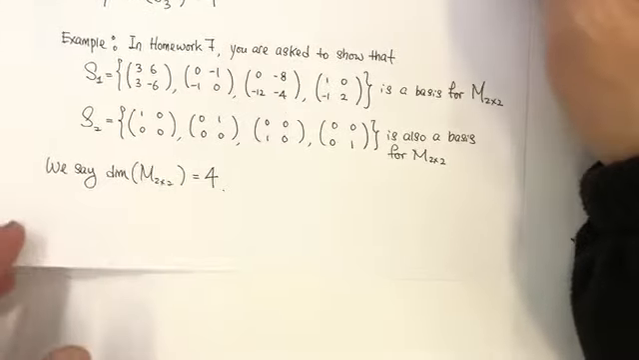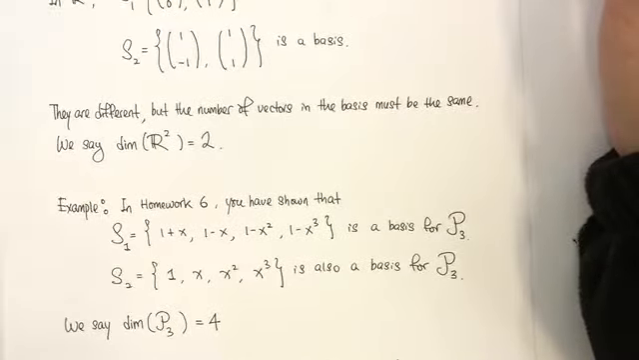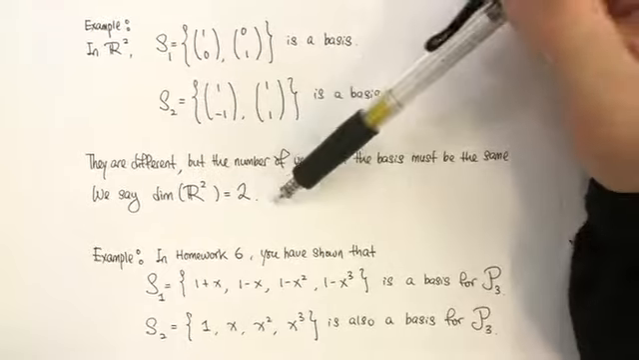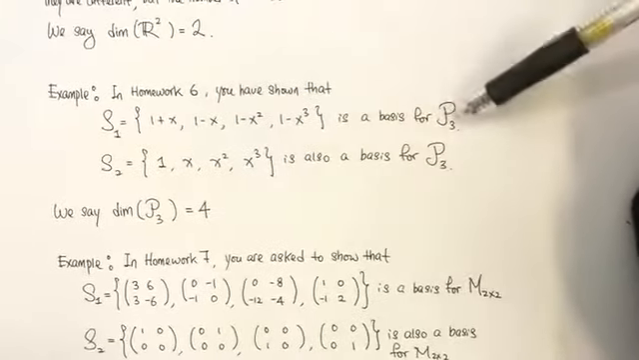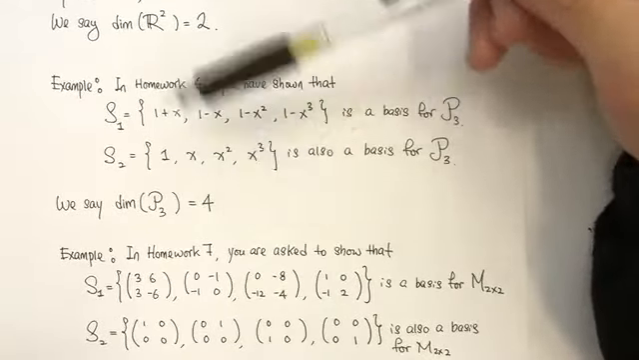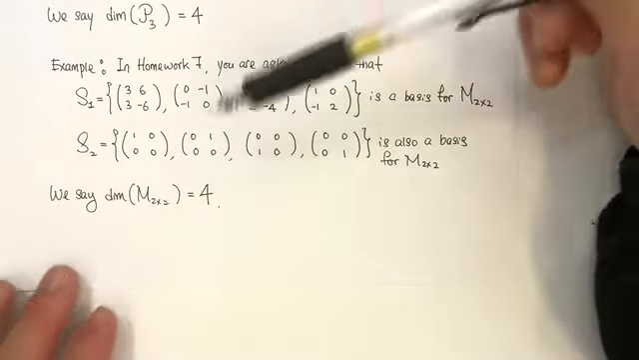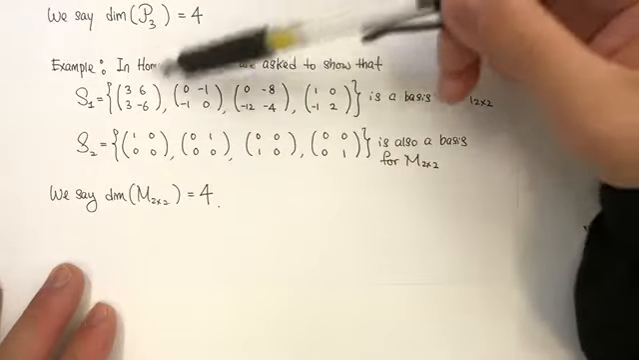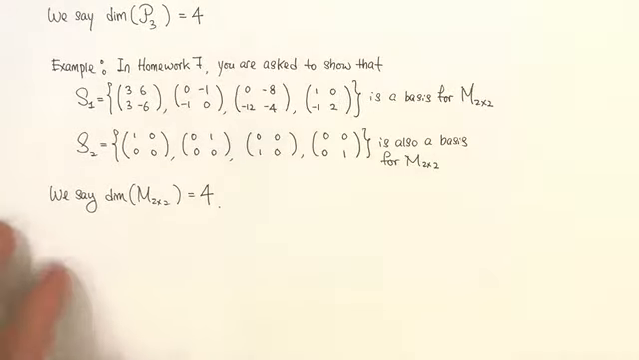And these numbers are known to be the dimensions. It's defined to be the dimensions of the vector space. So because of that, we say that R2 has dimension 2. We say that P3 has dimension 4: 1, 2, 3, 4. Okay, and M2 by 2 has dimension 4 also, because the number of vectors in the basis is 4: 1, 2, 3, 4. Okay, right.